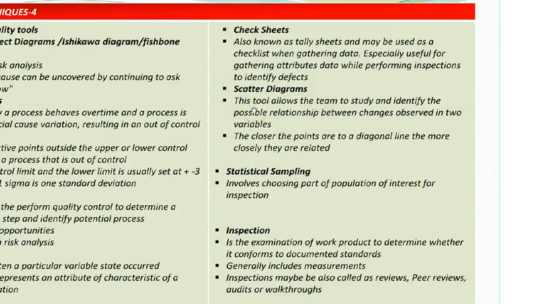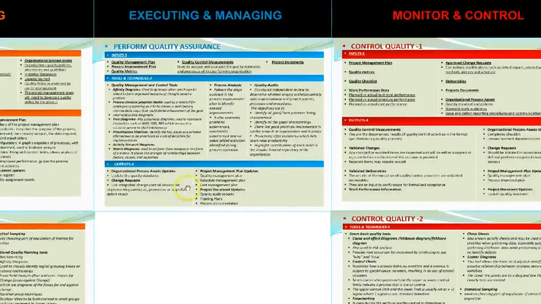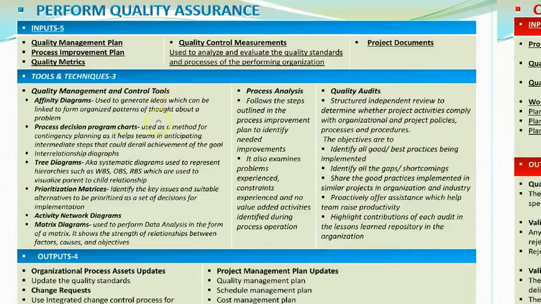What tool and technique are used to perform quality assurance? To perform quality assurance, we have 3 tools and techniques, which is quality management and control tools, process analysis, and quality audits.